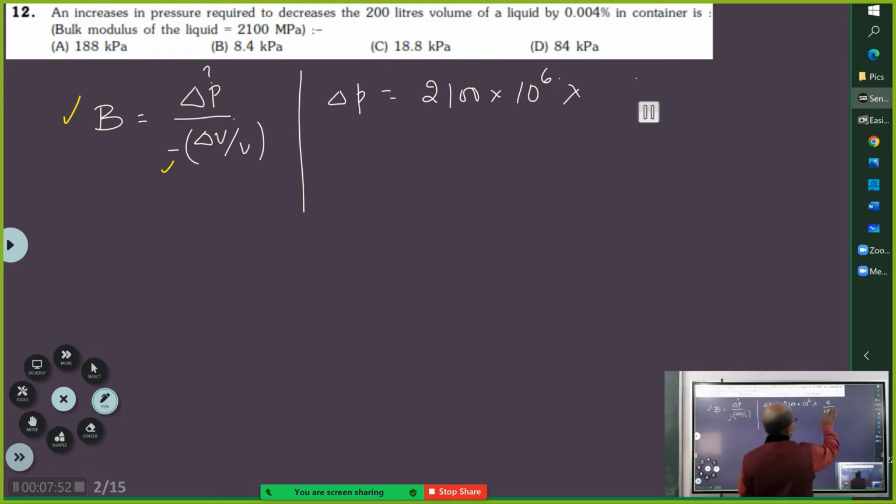No, sir. Good. So you write it like this: 0.04. Write it as 0.004 by 100. Okay, that will be fine. So you have to solve with me. It is not that I will solve and you take down. I want you to be involved.